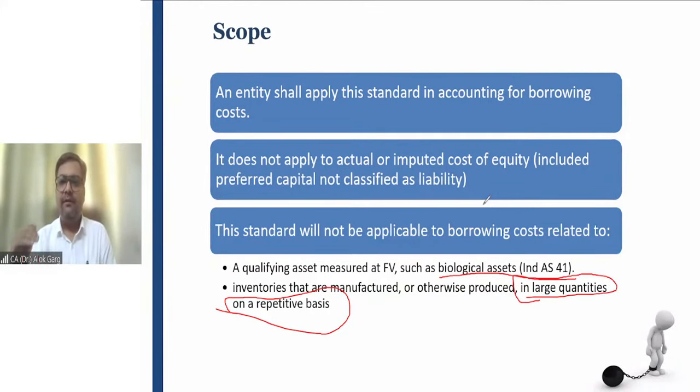Number three, if a preference share capital is a redeemable preference share capital, it is not an equity, it is a liability under Ind AS. You will read this concept in Ind AS 109. So the dividend on the redeemable preference share capital is treated like an interest cost, and it is eligible for capitalization if it is used for a qualifying asset. This standard is applicable to all the borrowing cost which is related to the qualifying asset. But in case of a qualifying asset which is a biological asset, this standard is not applicable.